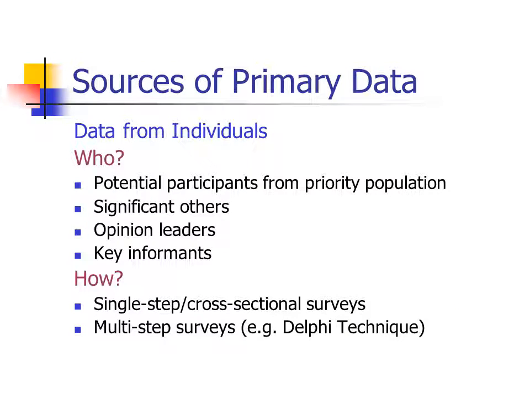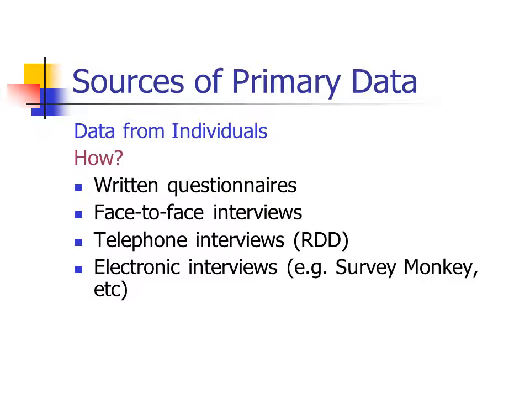All right, so sources of primary data, we have data from individuals, data from groups. So potential participants in the priority population, significant others of those individuals, individuals in the community that are what we call opinion leaders or key informants. Those are folks that are leaders in the community and that represent the feelings of other people in the community. And how do we gather data? Surveys, various types of surveys. There are single-step surveys, multi-step surveys, and we'll look at those in a little bit more detail.